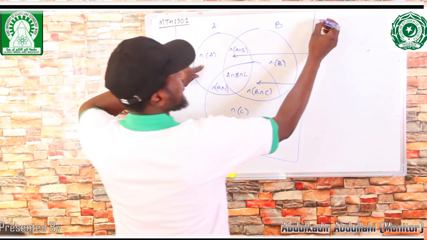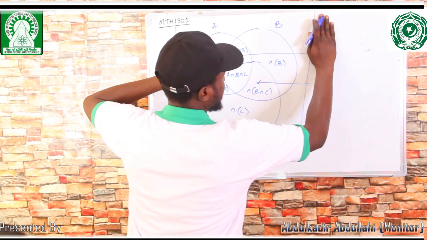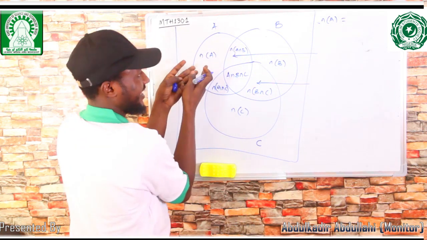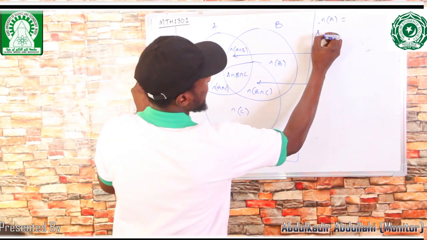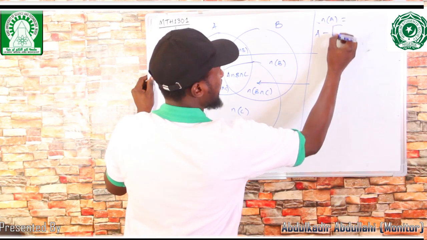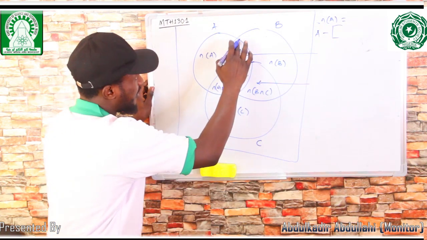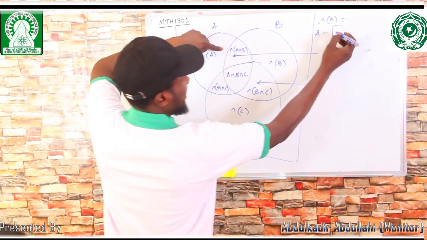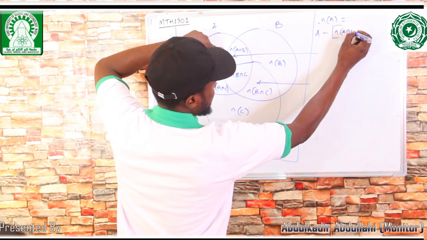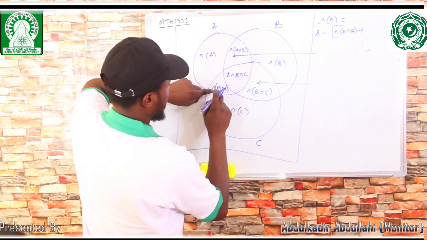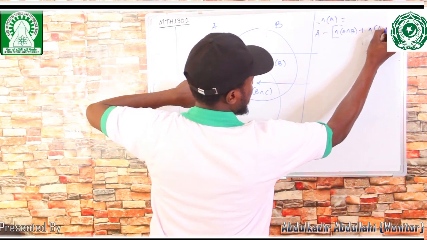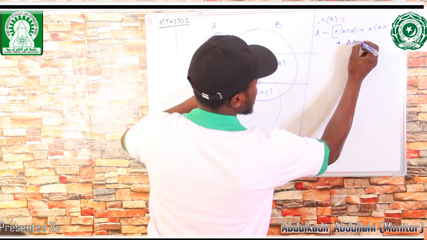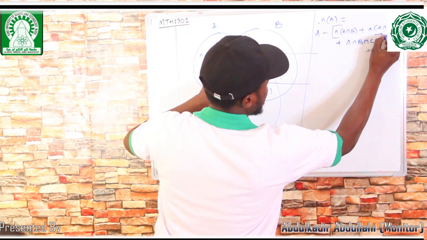So now let me interpret how to find it. Number of A only: for you to find what is in here, you have to take the value of A minus the summation of all the intersected elements in A. That is the number of A intersection B plus the number of A intersection C, then plus the whole intersection A intersection B intersection C.